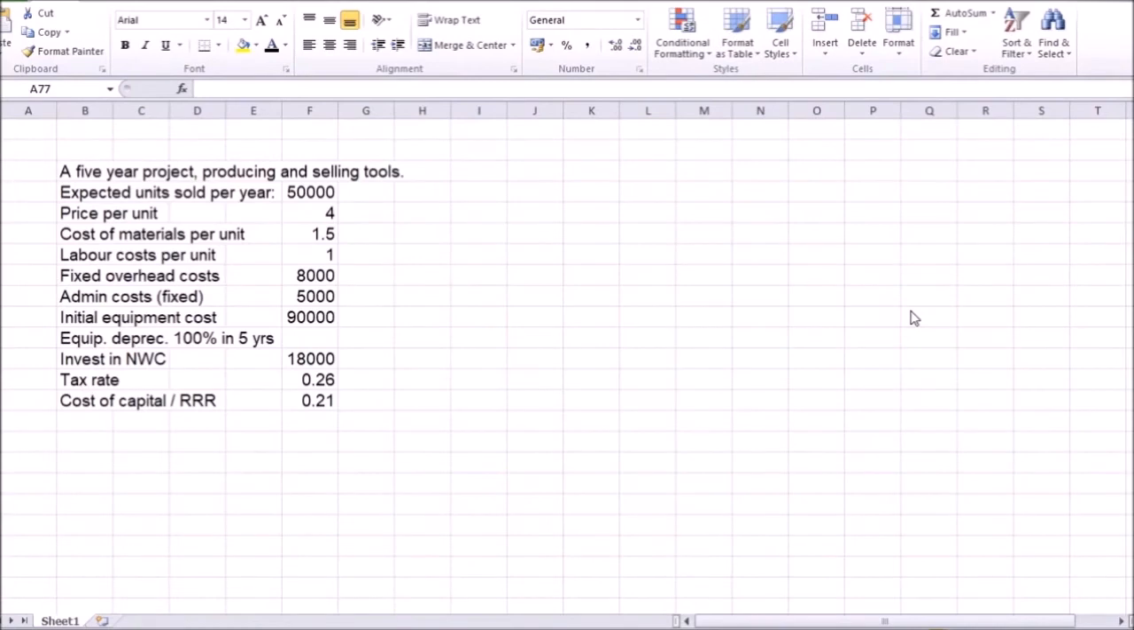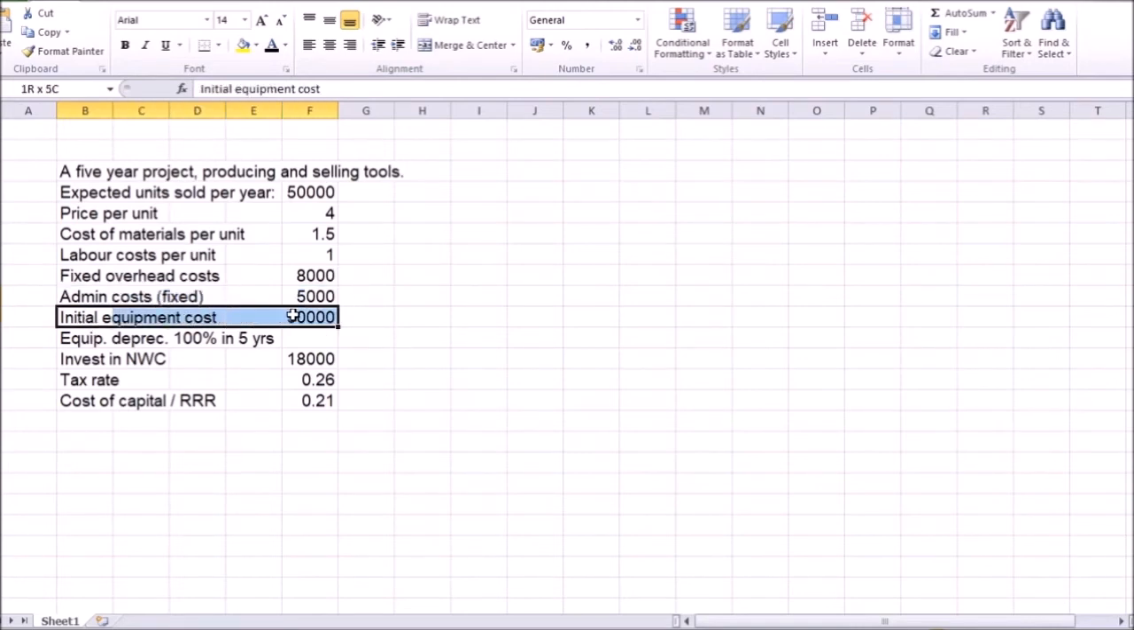Now we are finally ready to have a look at an example. Let's say we have a 5-year project, you're going to sell tools, you expect to sell 50,000 units per year. You're going to sell them at $4 per unit. The material costs are going to be $1.50, labor costs are going to be $1, all that per unit. Some additional fixed overhead costs of $8,000 per year. Some other admin costs, office costs of $5,000 per year.